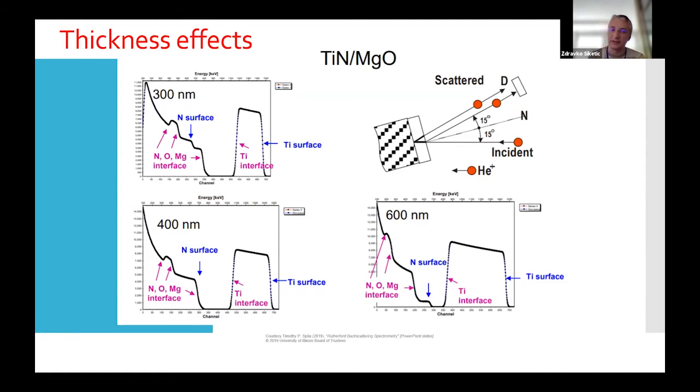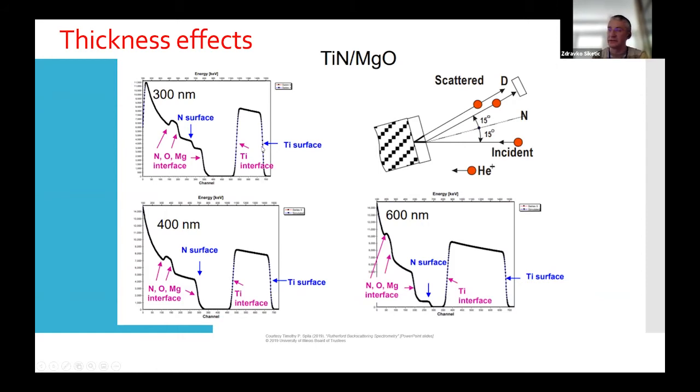Now we can speak a little bit about depth profiling. So we had a film consisting of titanium nitride at the surface. Below, it's magnesium oxide, and then we have silicon as a substrate. No, sorry, it's titanium nitride on a magnesium oxide substrate. So here on the first graph, we have 300 nanometers of titanium nitride. So now we don't have a peak as we had before for very thin films.